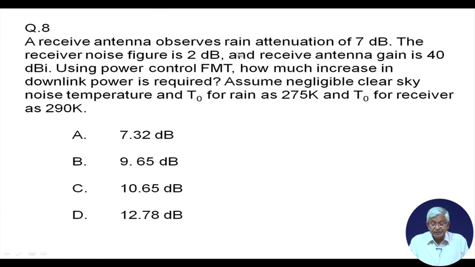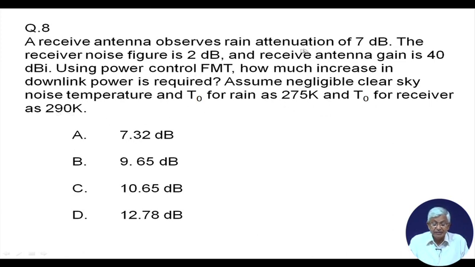The receiver antenna observes a rain attenuation of 7 dB. The receiver noise figure is 2 dB and the receiver antenna gain is 40 dBi. Using the power control fade mitigation technique, FMT, how much increase in downlink power is required? Assume negligible clear sky noise temperature, the temperature for the rain is 275 K, and the temperature for the receiver is 290 K. This temperature is the physical temperature.